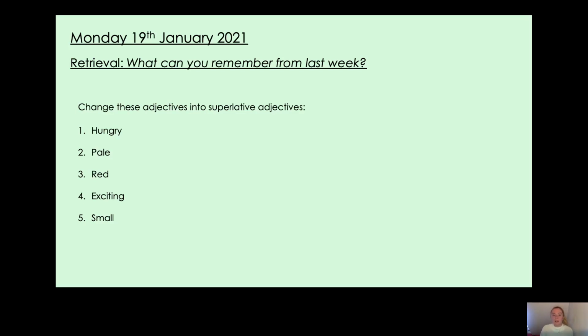Well, we've got a retrieval activity here to find out what you can remember. So there are 5 adjectives and you need to change them into superlative adjectives. Okay, so pause the video now and have a go. Okay, Year 2, let's see how you got on.